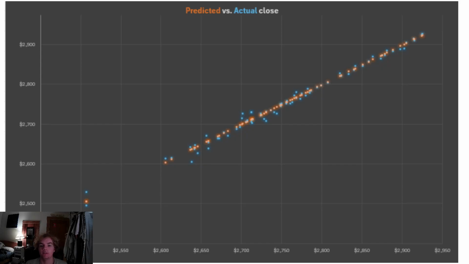This is a graph of the predicted versus actual close, and you can see that the model is pretty good. I'm honestly really proud of my model, and I had so much fun training it. It was such a cool experience for me.